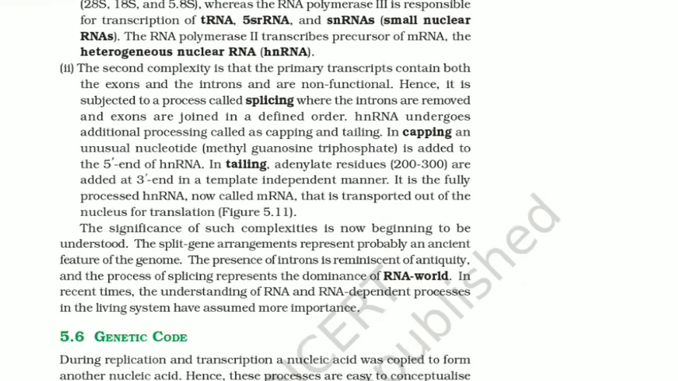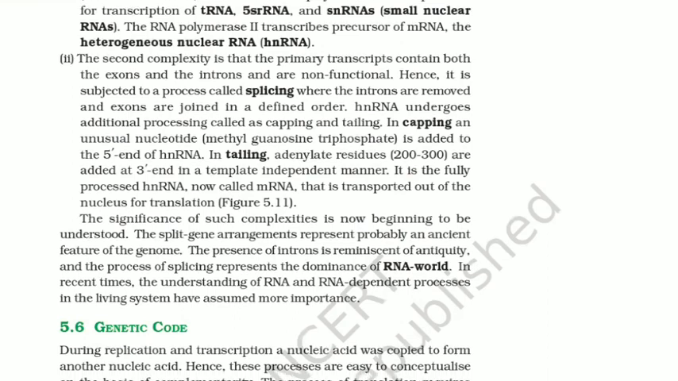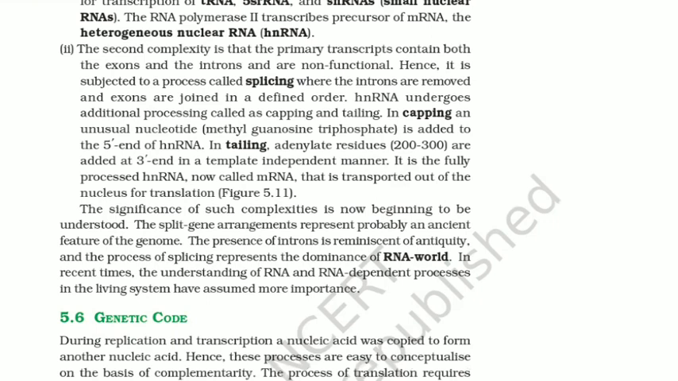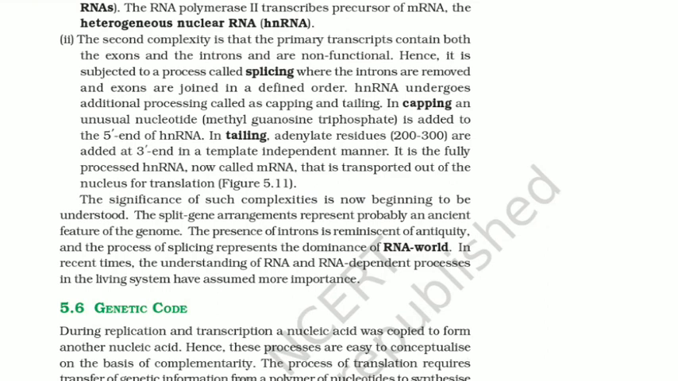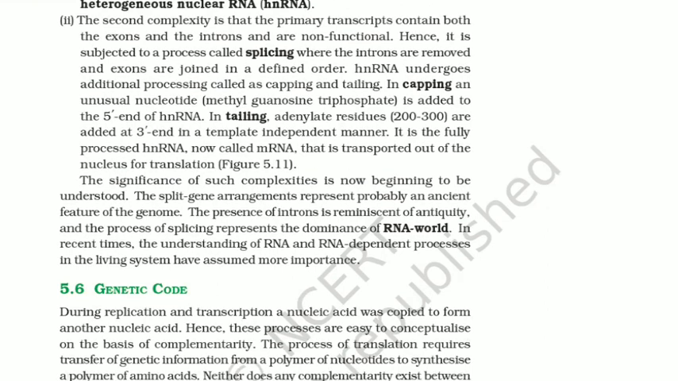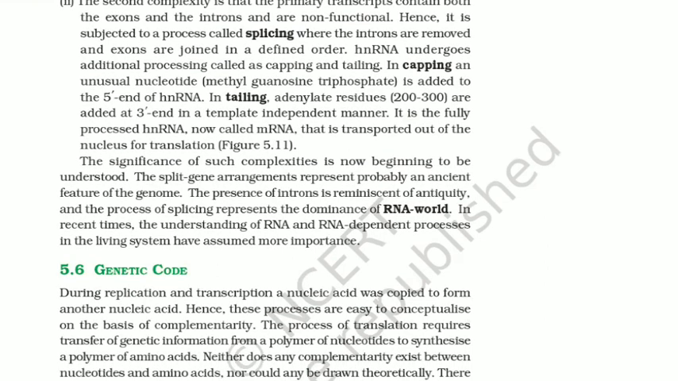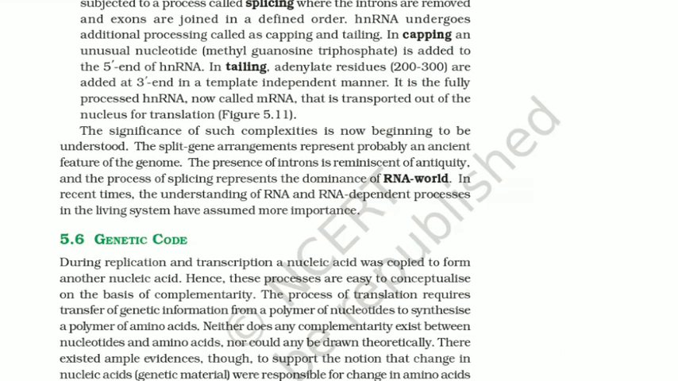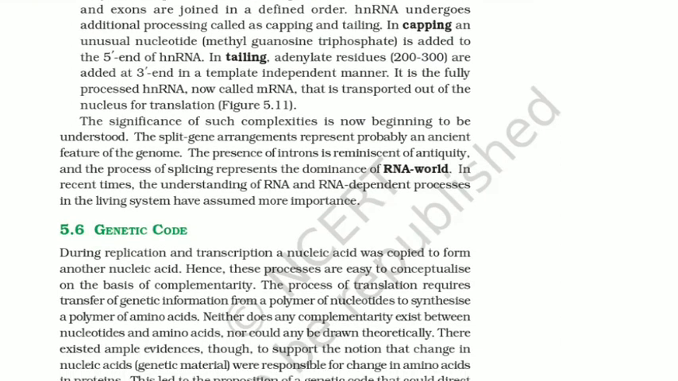Number two, the second complexity is that the primary transcript contains both the exons and the introns and is non-functional. Hence, it is subjected to a process called splicing, where the introns are removed and exons are joined in a defined order. hnRNA undergoes additional processing called capping and tailing.